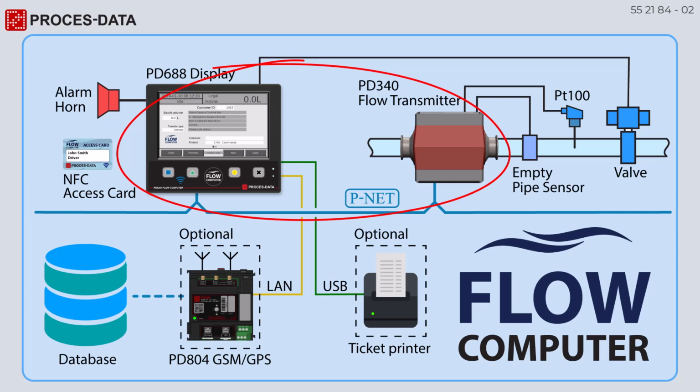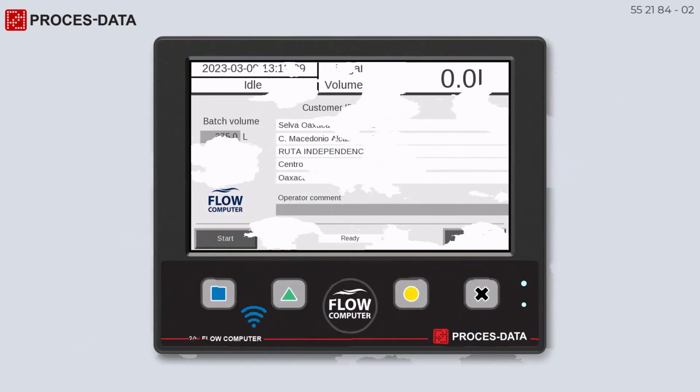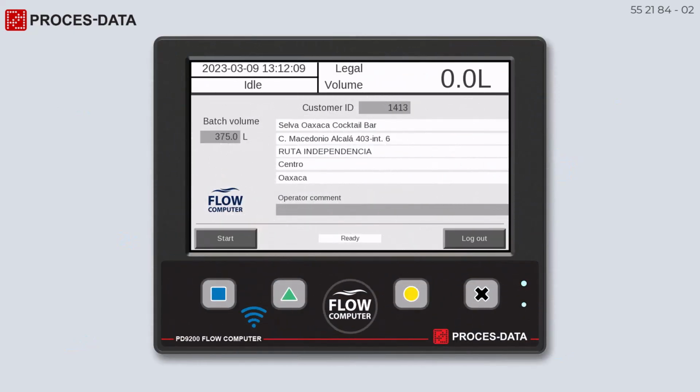In order to obtain a valid MID approval, you need to have a software license for the MID component. An accredited institute will have to verify your system to issue the approval. The flow computer can also be used without an MID approval, and in this case you do not need to have a license for the MID component.